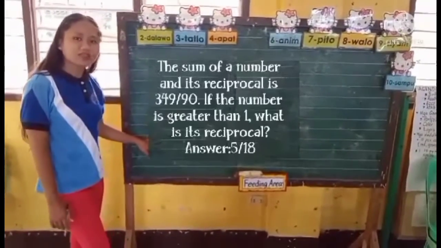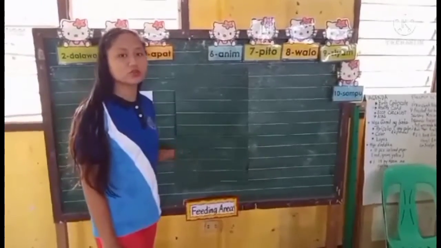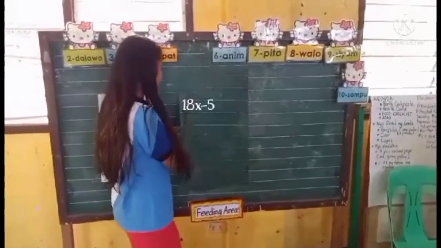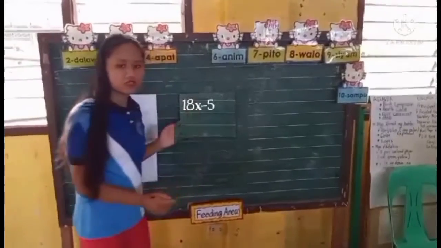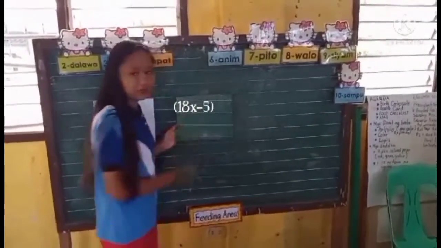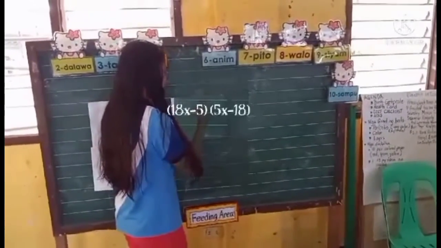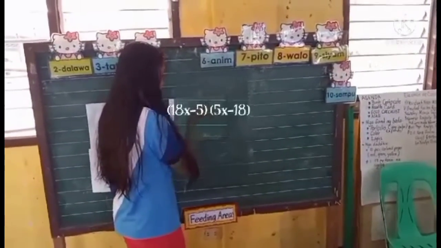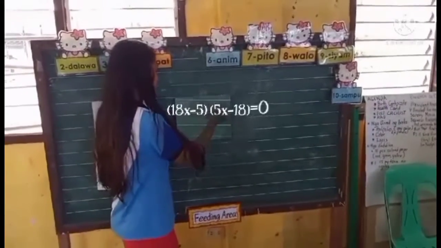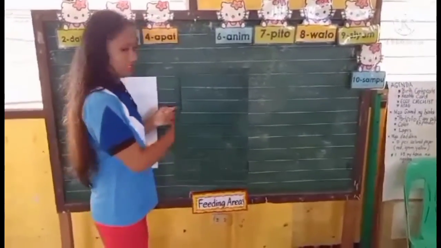So bakit nga ba naging 518 yung sagot? I will show you the solution, which is by factoring method. So 18x minus 5 times 5x minus 18 is equals to 0. So ngayon, isosolve naman natin yung x.